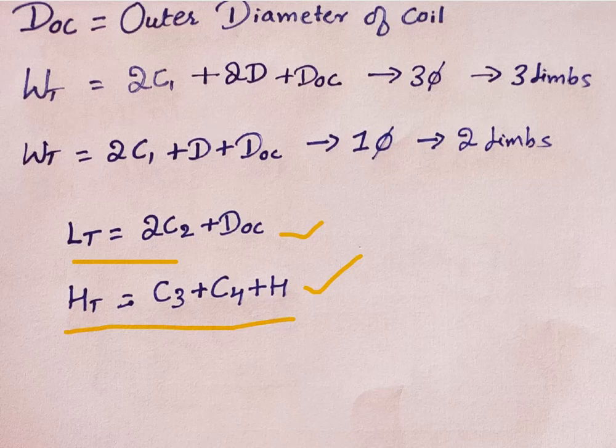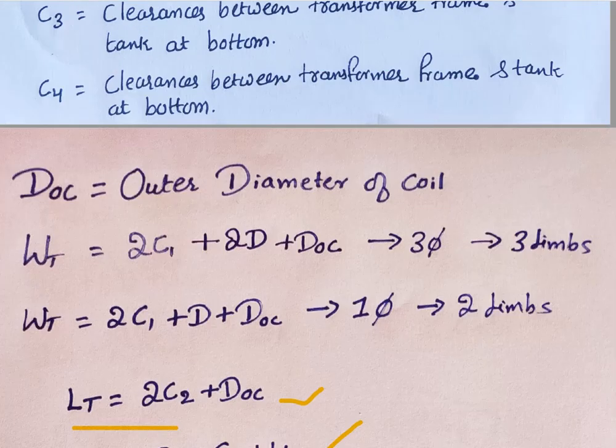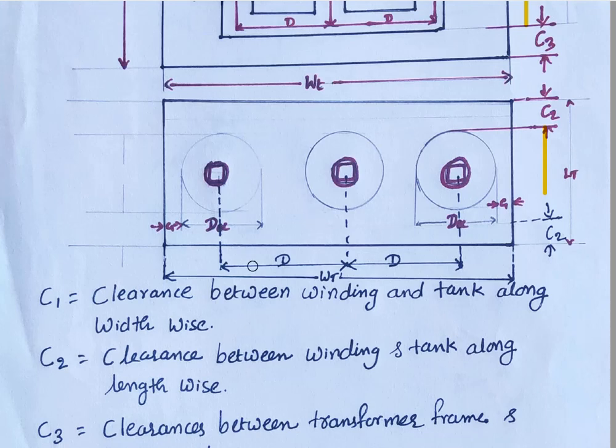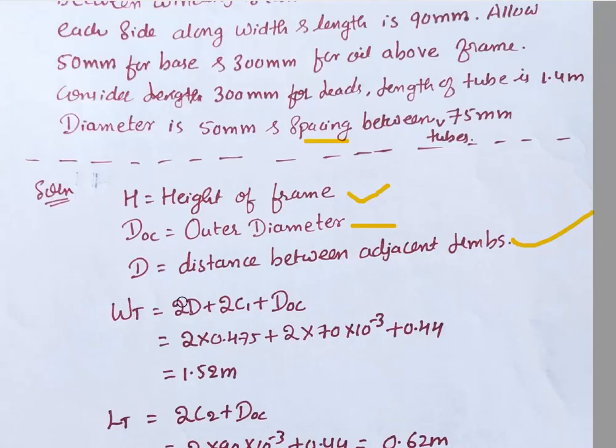WT is equal to the width of the tank. From here to here it is D plus D, that is 2D, plus half of DOC plus half of DOC, that is 1 DOC, and here C1 and here C1, so it is 2C1. So the total width of the tank becomes 2D plus DOC plus 2C1. The same we had been given here.